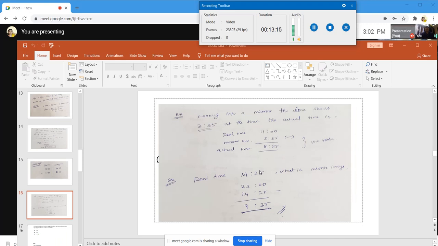Looking into a mirror, the clock shows 3:35 at the time. The actual time is what? In the mirror it is showing 3:35, and in actual what is it showing? Because they have given 3:35, we take 11:60 and subtract from it. So what is the actual time? It will show 8:25. In the same manner, if the given time is 14:25, what is the mirror image?